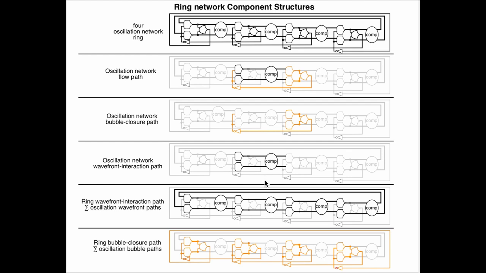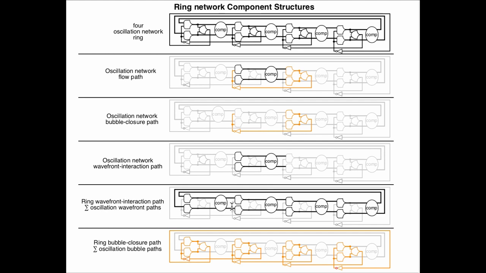Now the second component we're interested in is the wavefront interaction path for the ring as a whole, and that's here. And you'll notice that this is a composition of the wavefront interaction paths for all of the oscillation networks. All right. The third component we're interested in is the bubble closure flow path for the ring as a whole. And this path is a catenation of all of these, the bubble closure flow paths of each individual oscillation network.